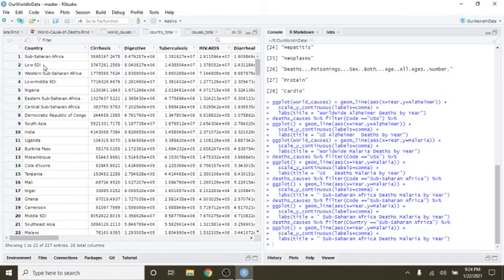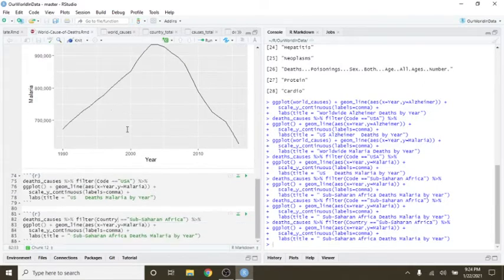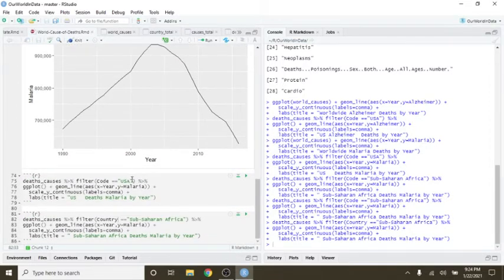Okay. Now, what would be kind of interesting to do would be to, what we could do is, I wish I knew how to filter in. Let's try filter.